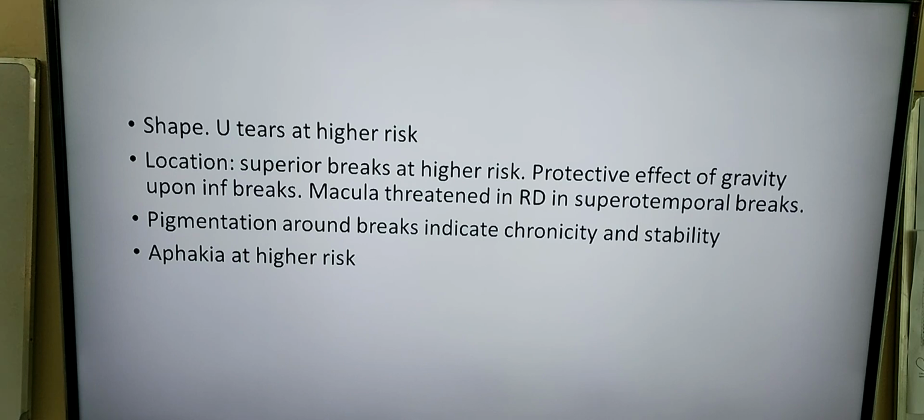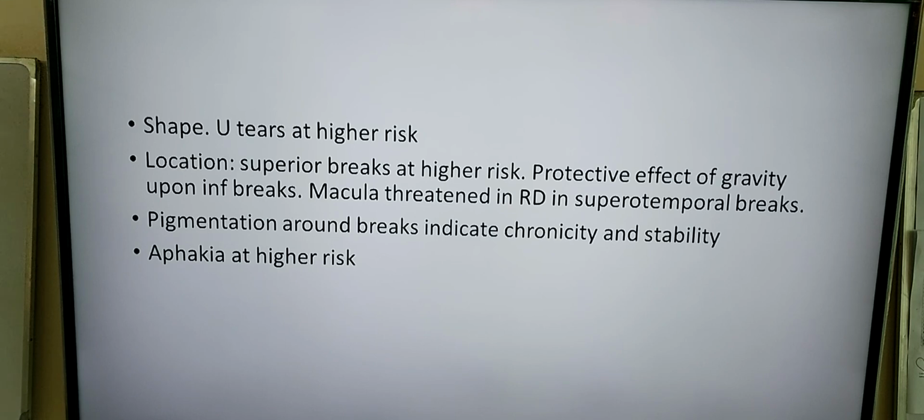U-shaped tears are at higher risk because there is a constant pull of vitreous on the tear. Location: superior breaks are at higher risk because of the protective effect of gravity on inferior breaks, which is not present superiorly, and the macula is threatened in retinal detachment from supratemporal breaks. Pigmentation around the breaks indicates chronicity and stability.